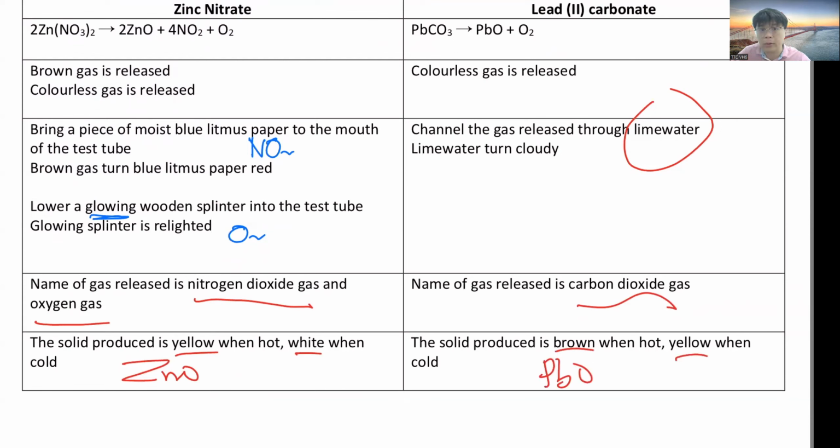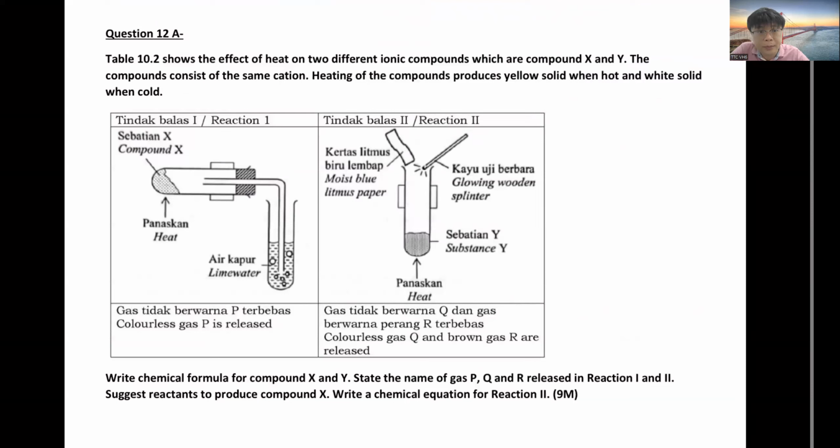So you look at another sample question. These are 2 compounds called X and Y. They share the same cation. If you heat, both will give you a solid which is yellow when hot, white when cold. So based on this, we'll know both are oxides. Both are zinc oxide, because yellow when hot, white when cold.